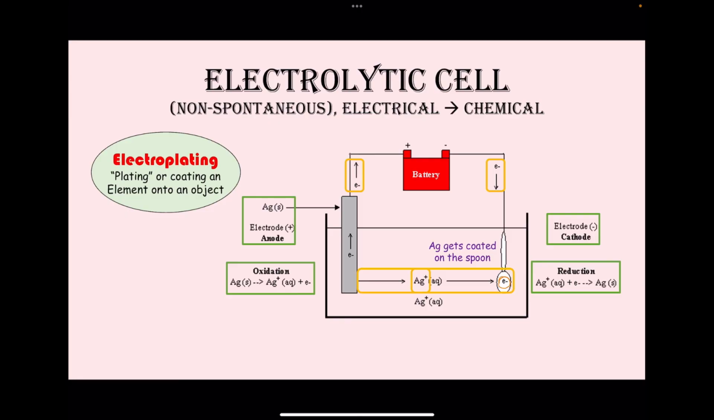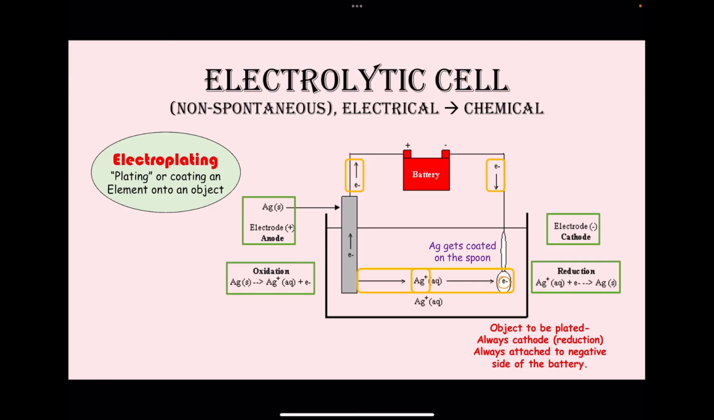Nothing is happening to whatever the spoon is made of. So whether your spoon is made of silver, whether it's made of something else, maybe iron or whatever, nothing is happening to that substance. The silver is what is reducing at the cathode as well. So silver is gaining electrons there and converting into silver atom.